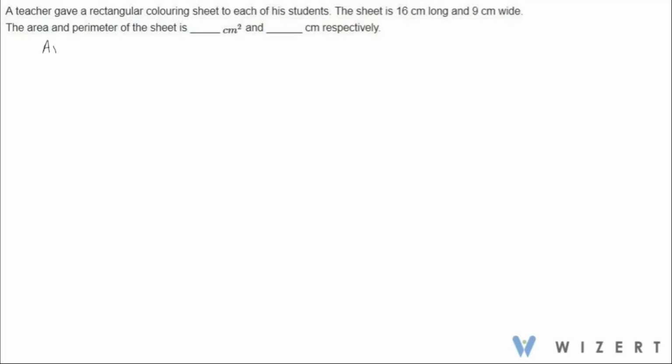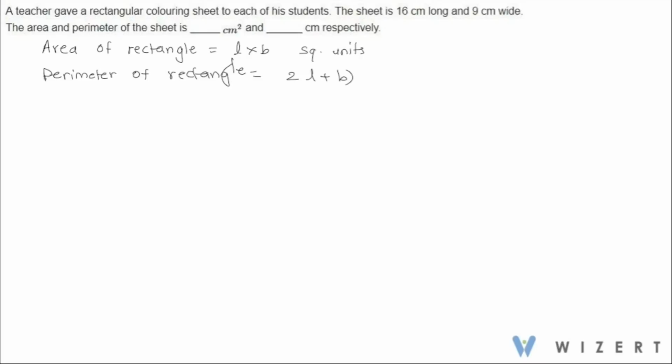So we know area of rectangle is equal to length into breadth square units, and perimeter of a rectangle is 2 into (L plus B) units.